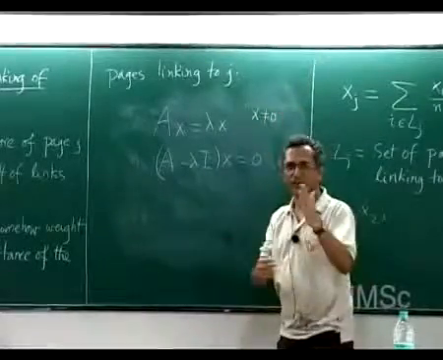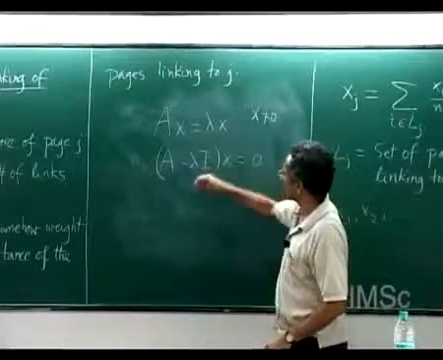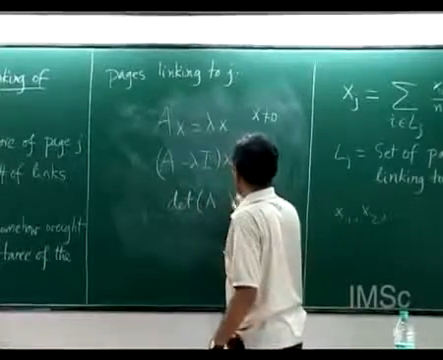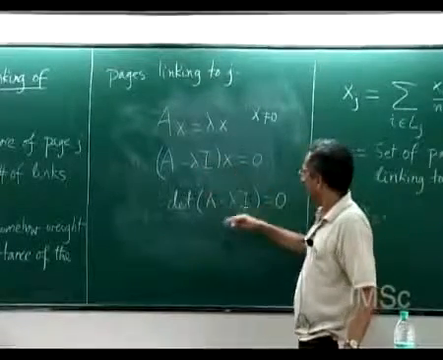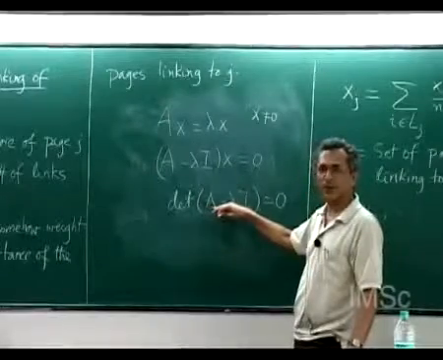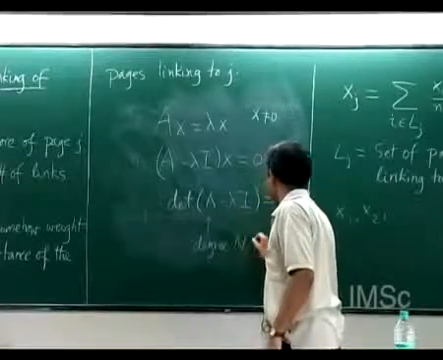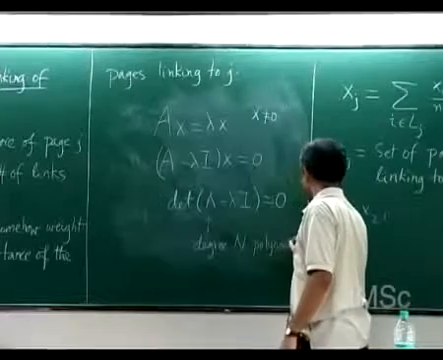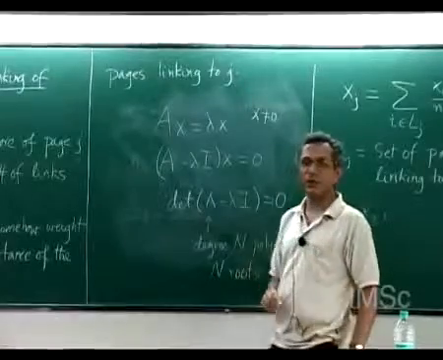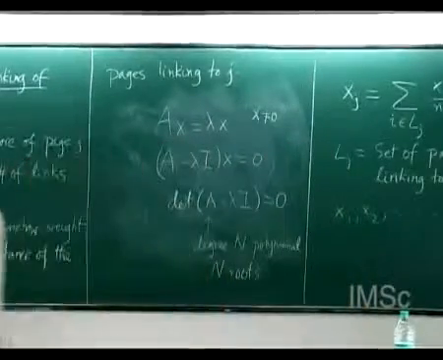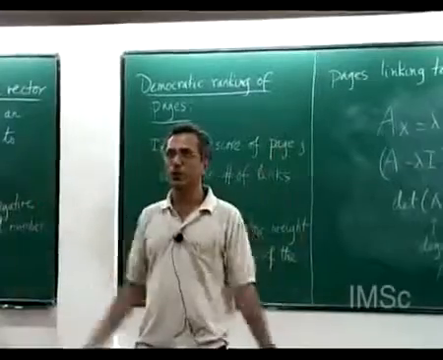You're looking for a non-zero vector which satisfies this, which means x is a solution to this system of linear equations, which means that determinant of A minus lambda I must be 0. It should be a singular matrix, not an invertible matrix. But that means lambda is a solution to this polynomial, which is a degree n polynomial. So it has n roots, complex numbers usually, it has n roots. How do I know whether 1 is a root of determinant A minus lambda I for this huge matrix which we have just defined?